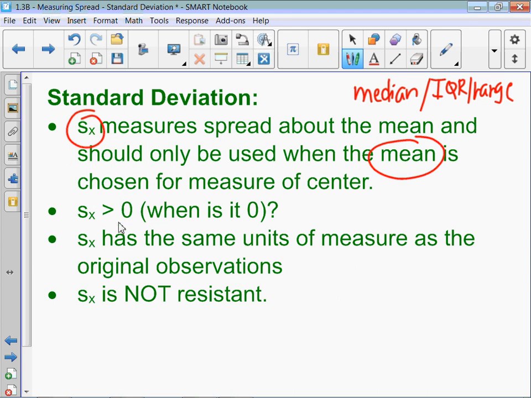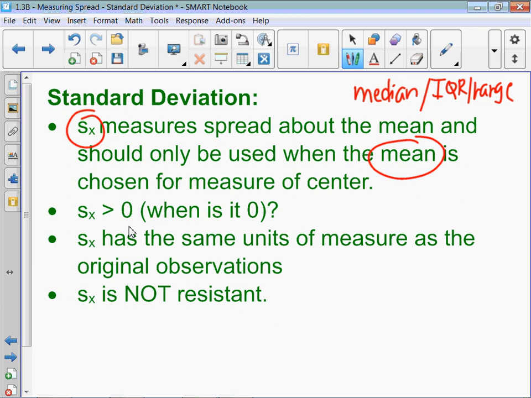But if you're doing the mean, use standard deviation. All right. So the standard deviation, S sub x, is always greater than 0. It is always positive. Why is it always positive? Because we're squaring everything, right? So we square all the negatives out in that formula.